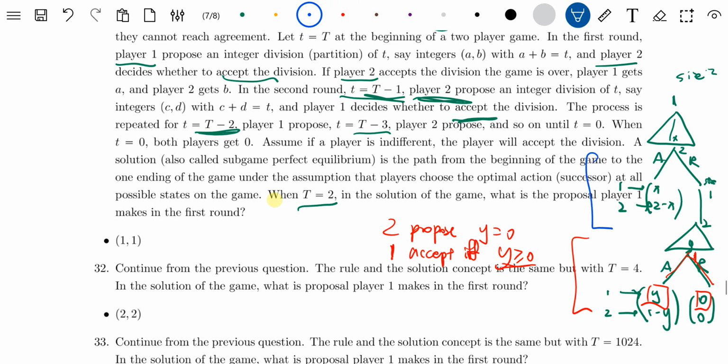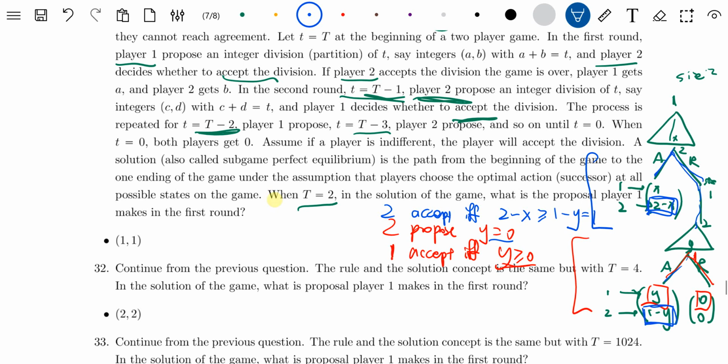Here, 2 is deciding to accept or reject. So 2 would accept if and only if, let's decide. If I'm 2 and I choose A, I'll get 2 minus x. If I choose R, then I will propose 0, and then I will get 1 minus 0, so I'll get the whole cake. So if I accept, I get 2 minus x. If I reject, I get 1 minus y, and I know y is 0. So I'll accept if and only if 2 minus x is larger than or equal to 1 minus y, which turns out to be 1.